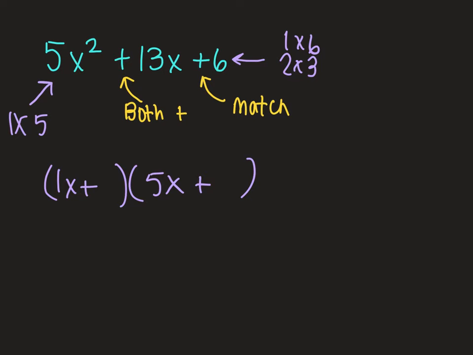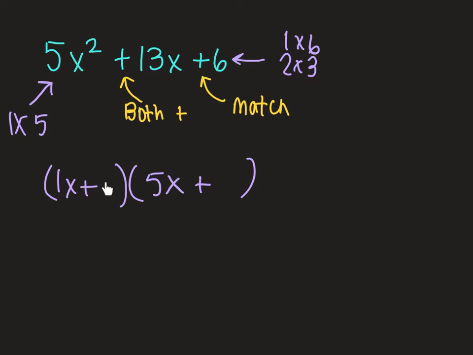Now I'm going to switch to a different color. Should I put a 1 here and a 6 here? Should I put the 6 here and the 1 here? Should I put a 2 here and a 3 here, or a 3 here and a 2 there? Well, remember I have to get 13. 5 times 2 is 10. 5 times 3 is 15. 5 times 6 is 30.